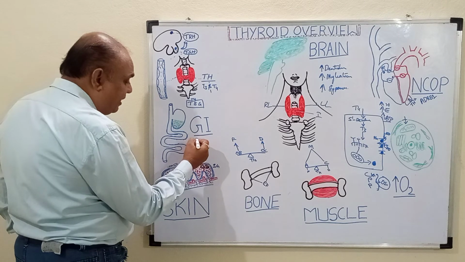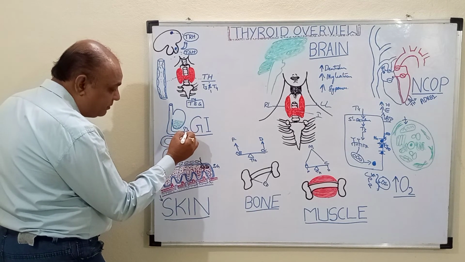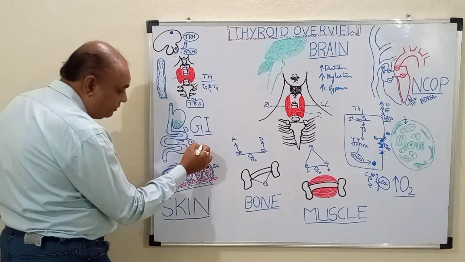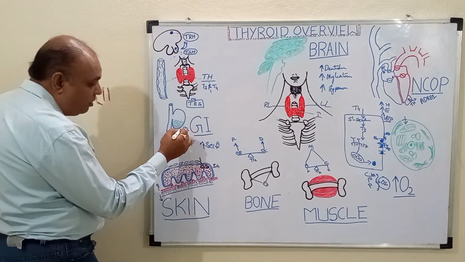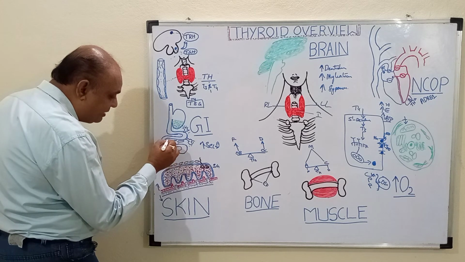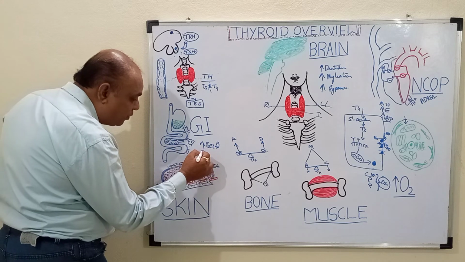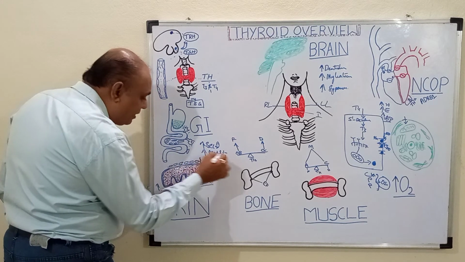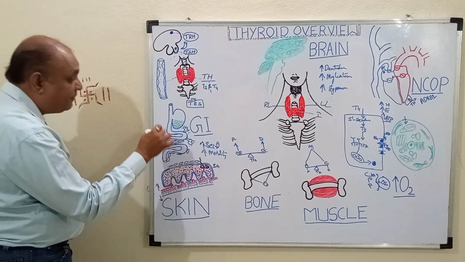In the gastrointestinal tract, the thyroid hormone helps increase secretion of intestinal glands, as well as increases motility in the smooth muscle. In this way, the thyroid gland helps the gastrointestinal tract.